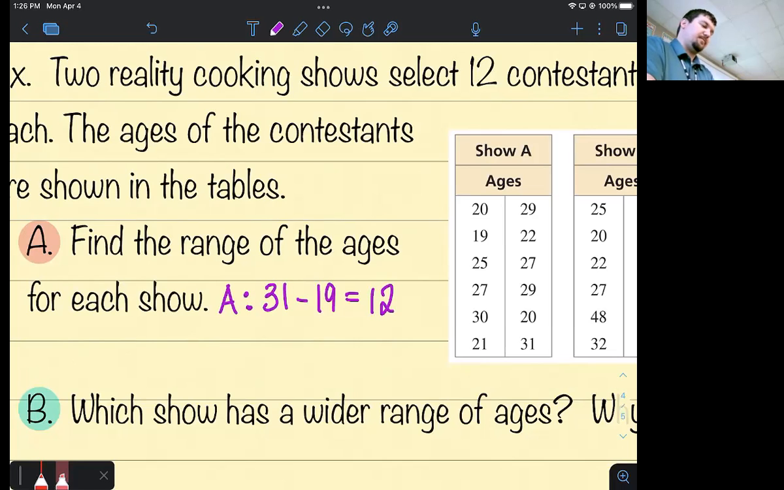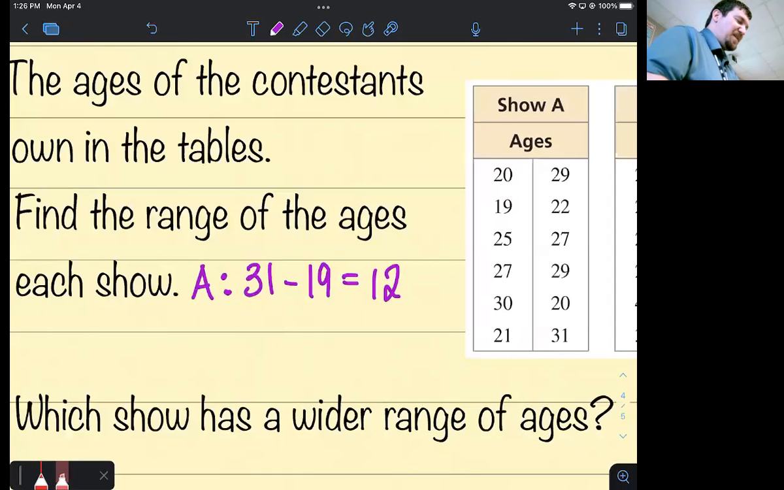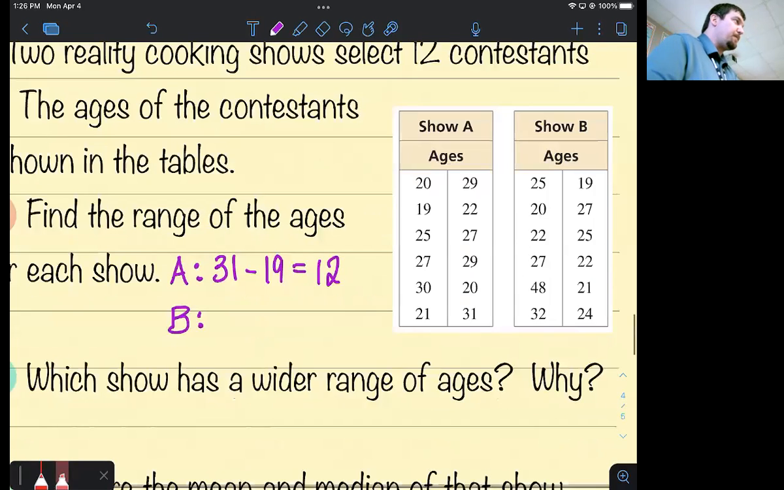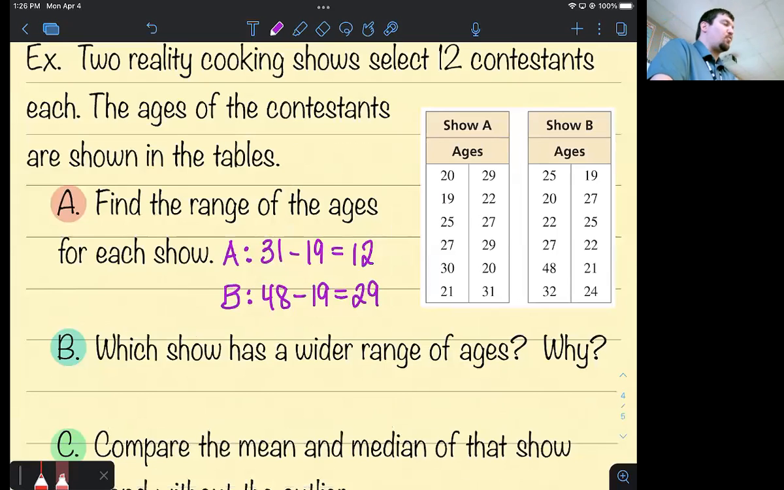Next year's students. All right, so we have a range of 12 for show A. What about show B? Who's the oldest person on show B? Owen? Yeah, somebody's 48. Youngest person? 19 again. What's 48 minus 19? Shout it when you got it. You can just actually do it. Jimmy, 29. Okay. So which show has the wider range of ages? That would be show B.